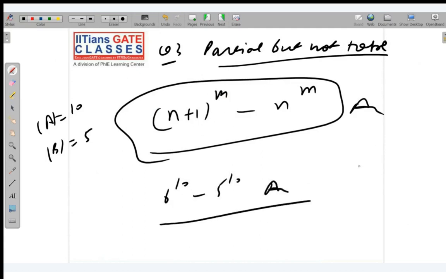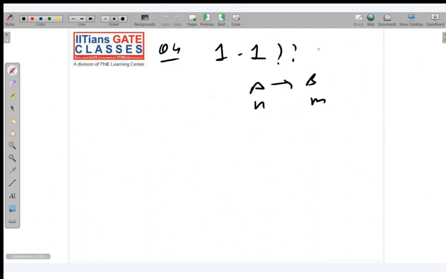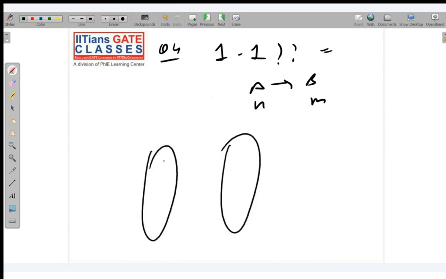Okay, so let me jump to the next slide. How many one-one functions are possible when A has n elements and B has m elements? One-one means you cannot map two elements to the same element. That is the basic thing.